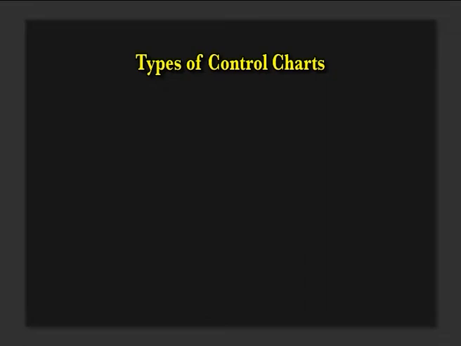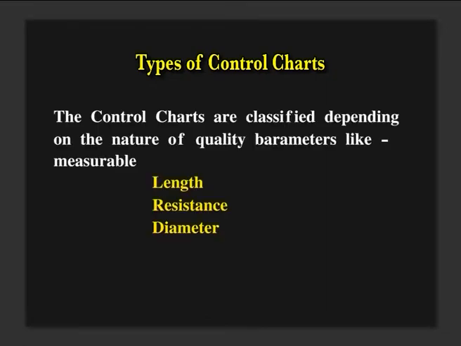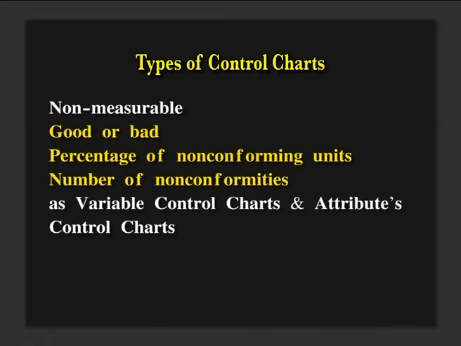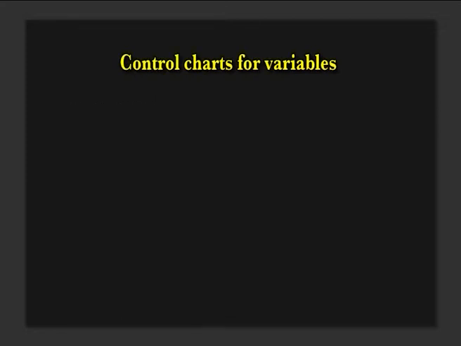Types of control charts. The control charts are classified depending upon the nature of the quality parameters like length, resistance, diameter, etc., and some non-measurable characteristics like good or bad, percentage of non-conforming units, number of non-conformities, etc. The control charts are classified as variable control charts and attribute control charts. Control charts for variables.